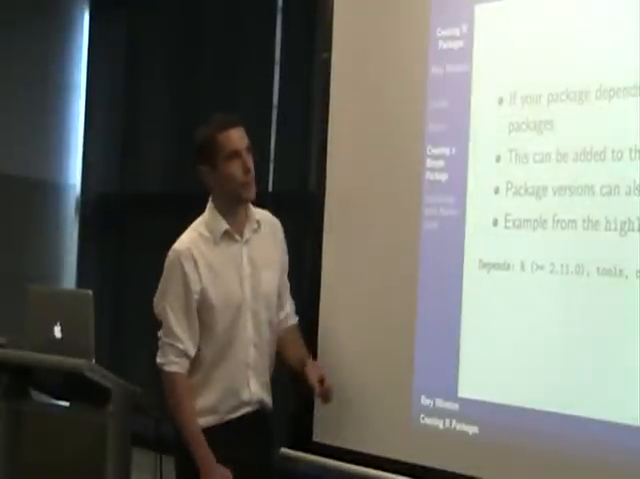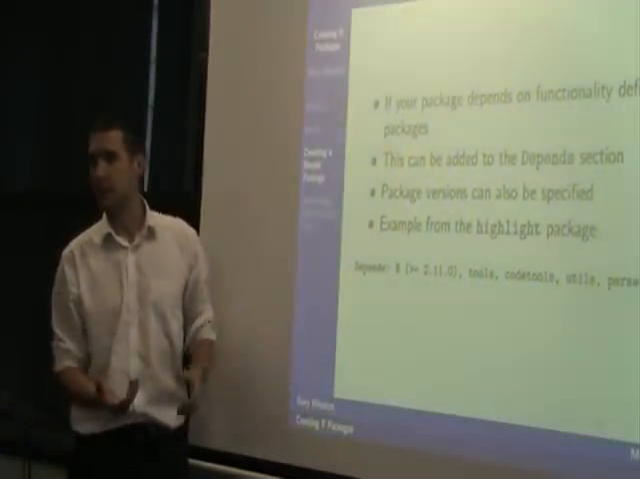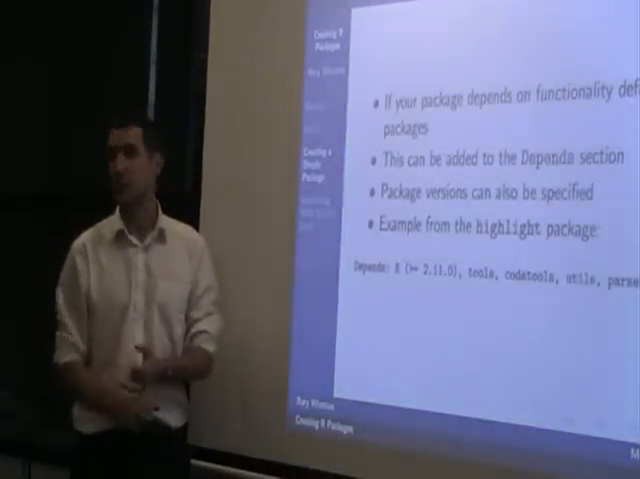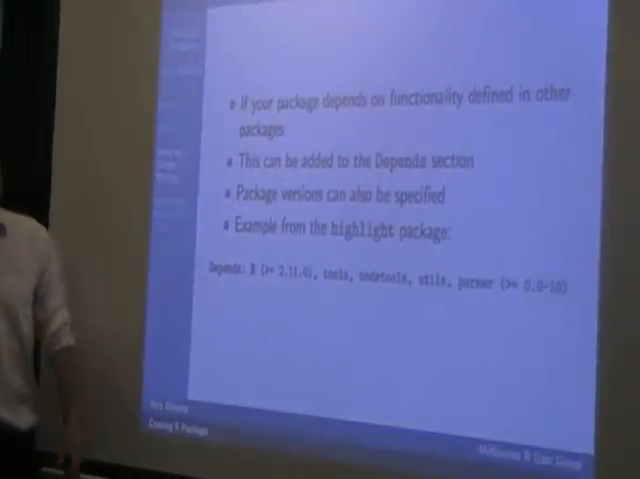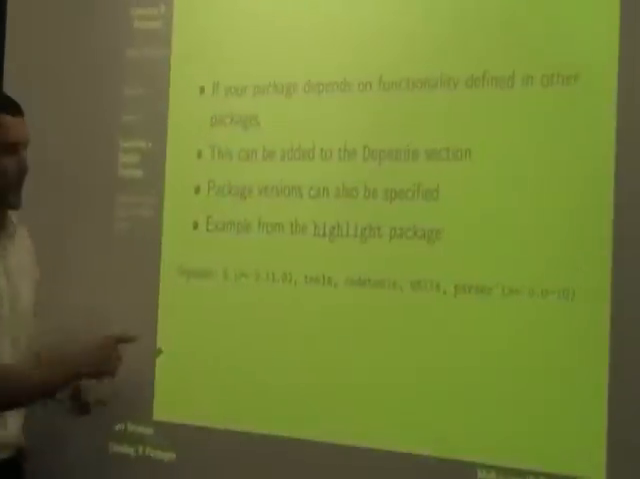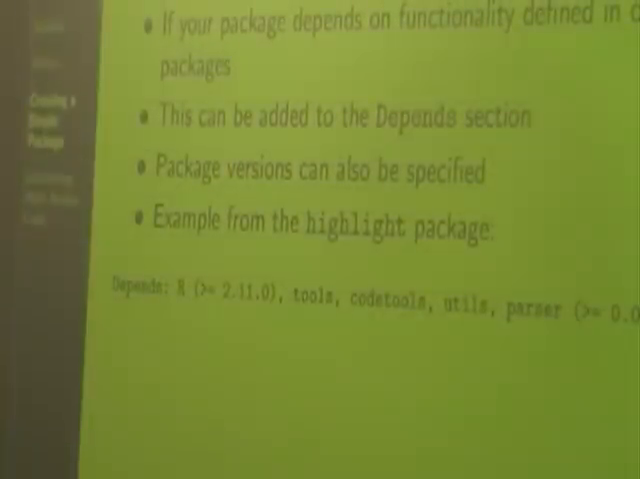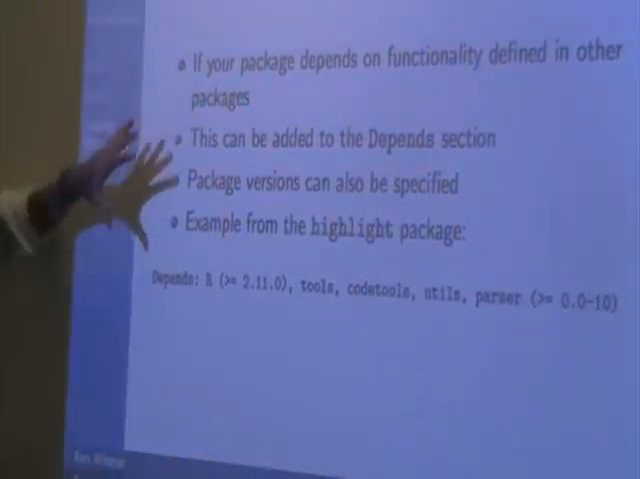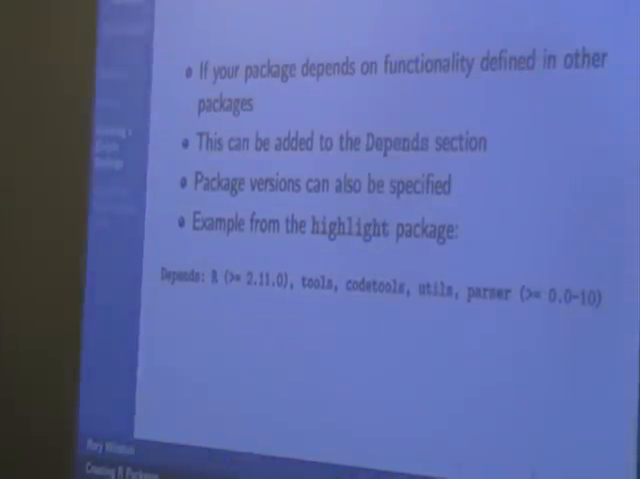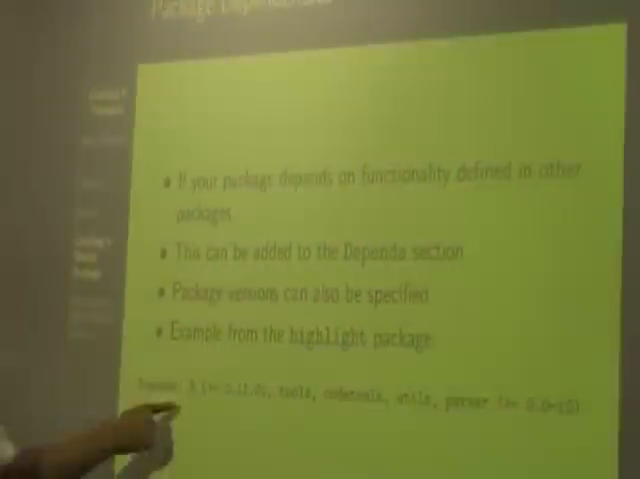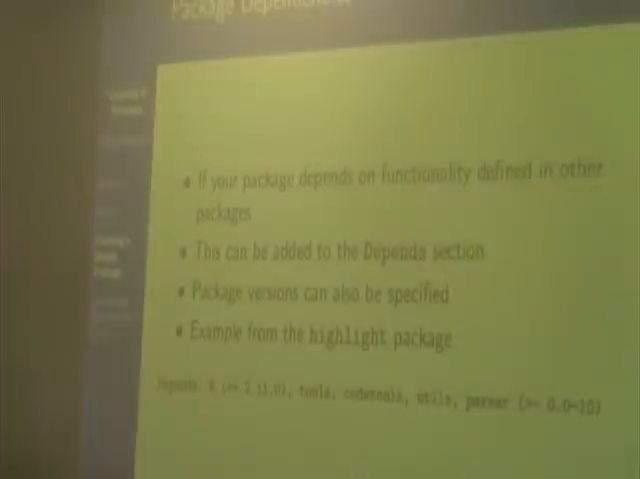The depends line is obviously for if you depend on a certain version of R, or alternatively, if you depend on functionality that's in other packages. So this is an example from a package called Highlight, which basically allows you, inside presentations like this, to embed R code and have it very nicely syntax highlighted, so it's colored up very nicely.